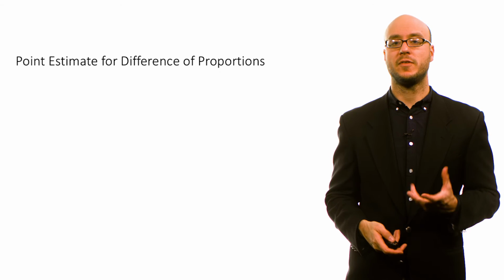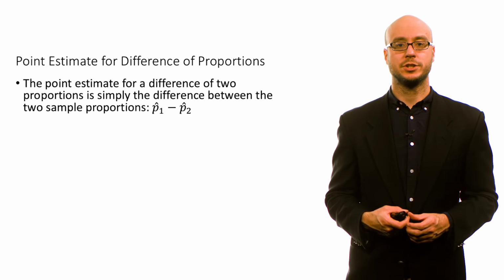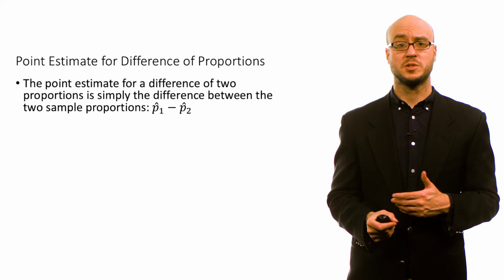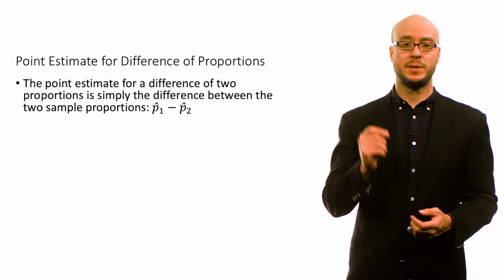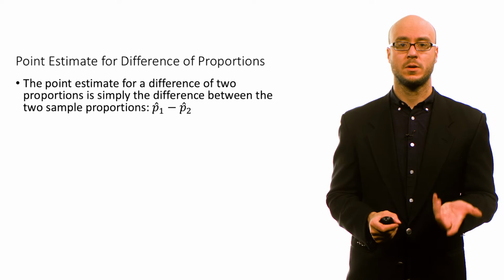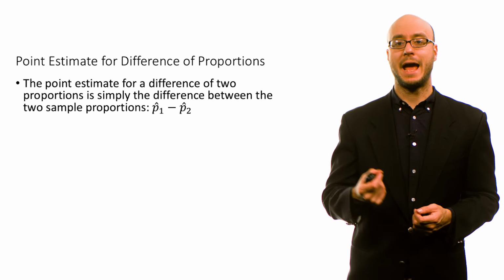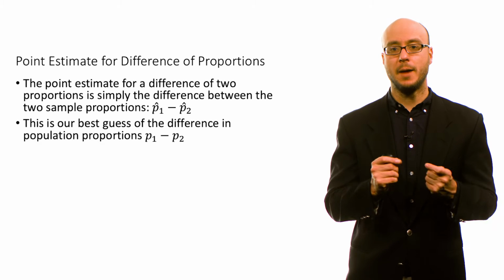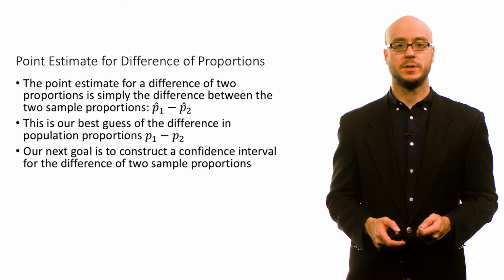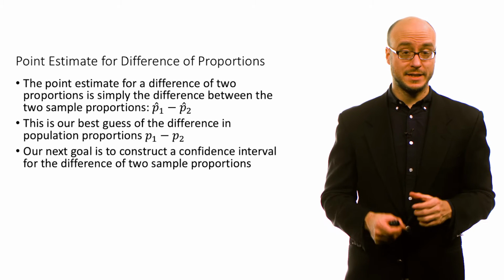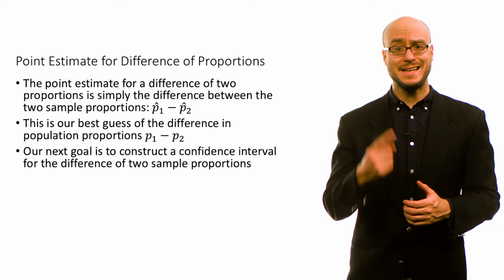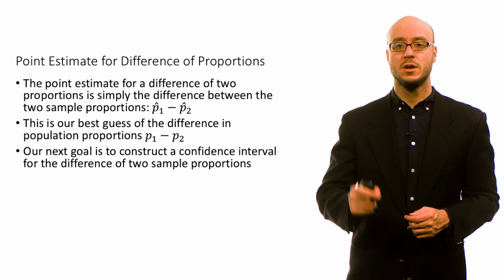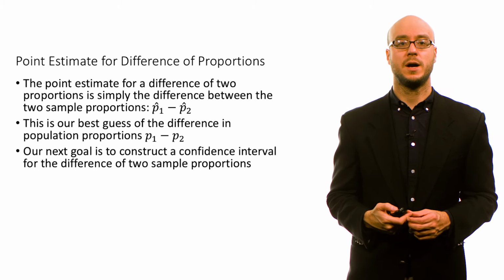Right? That simplifies our approach quite a bit, actually, because the point estimate for a difference of two proportions is simply the difference between the two sample proportions. We just take p hat for one group minus p hat for another group. This is our best guess of the difference in the population proportions, P1 minus P2. Then we can treat this difference of sample proportions as a point estimate, as a single number for our best guess, without additional information, for that difference in the population.